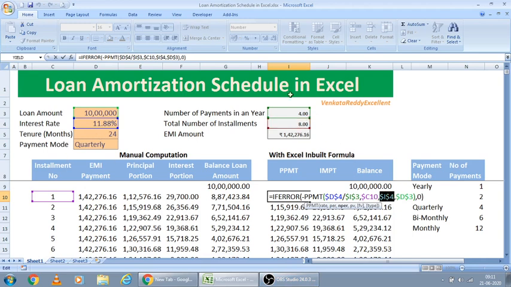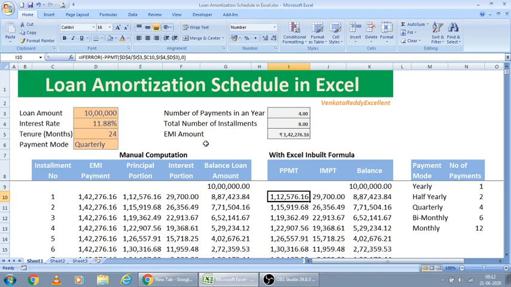In these 2 years we are going to pay 8 installments if you pay quarterly. So that means the NPER input is equal to 8. After that we have to give the loan amount as input. This is the loan amount. With this we will get the principal component in an EMI. In the first installment we are paying this much of principal.